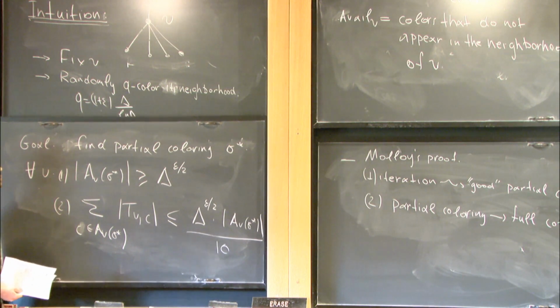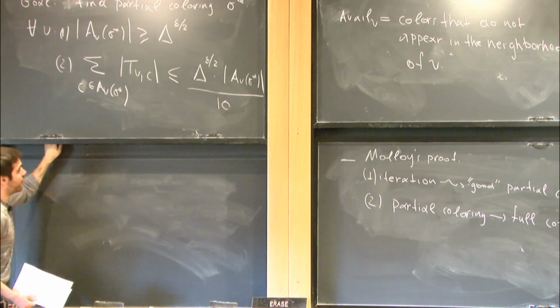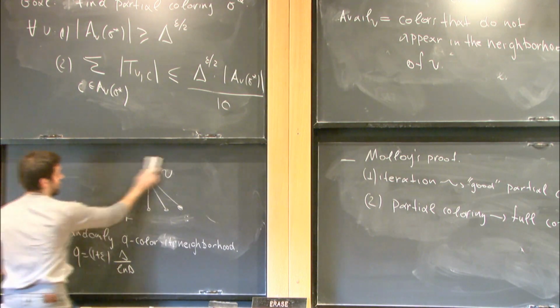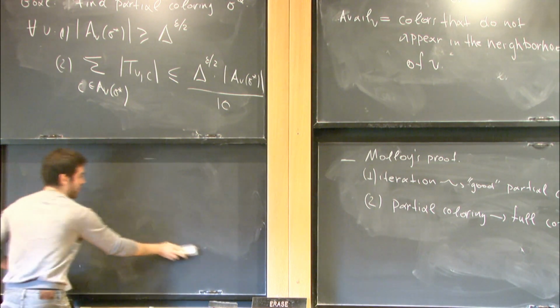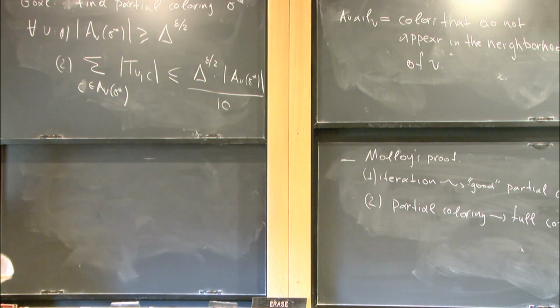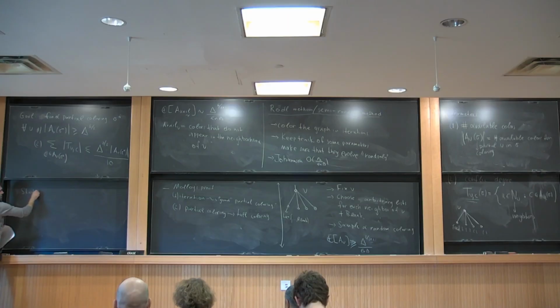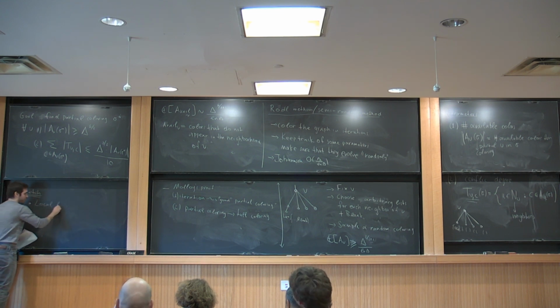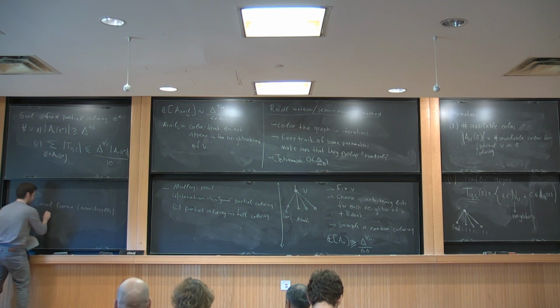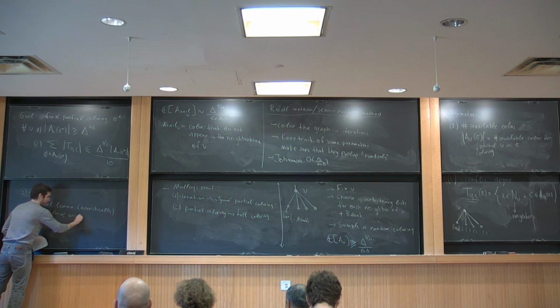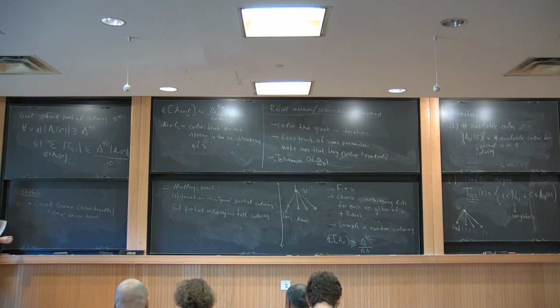And why is this enough to complete the coloring? So why is this a good partial coloring to find? I'm going to sketch the proof. And the proof is just an application of the Moser-Tardos algorithm. So remember, I told you last time that you can view the local lemma heuristically as a local union bound. So I'm going to use this heuristic to prove that this is a good result.